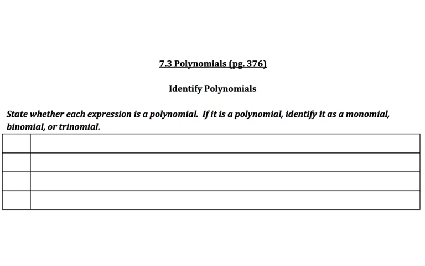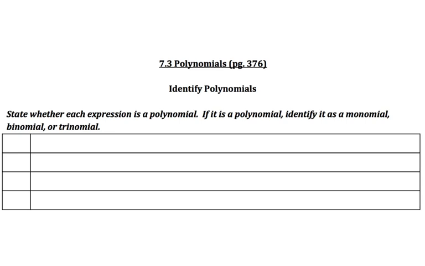First we'll have to identify a polynomial, and we're told in the instructions to state whether each expression is a polynomial. That question will be answered with yes or no. If it is one, we'll identify it as a monomial, binomial, or trinomial.